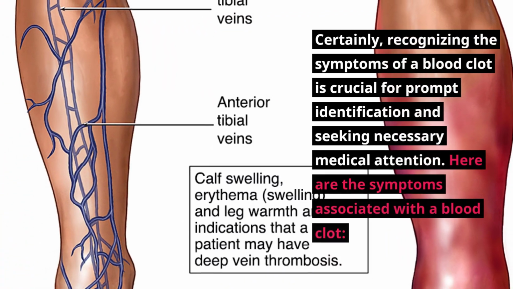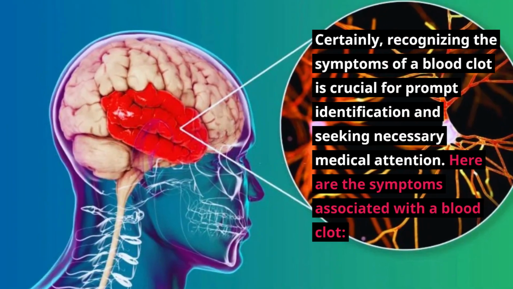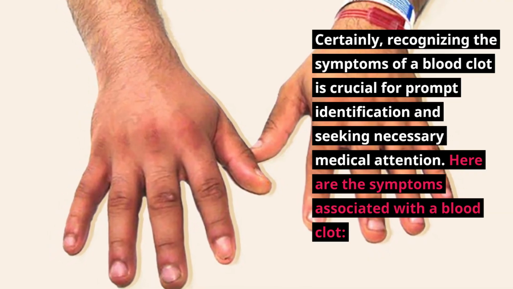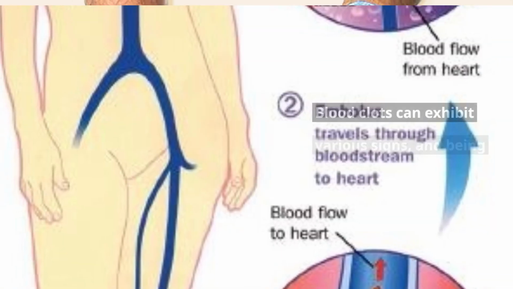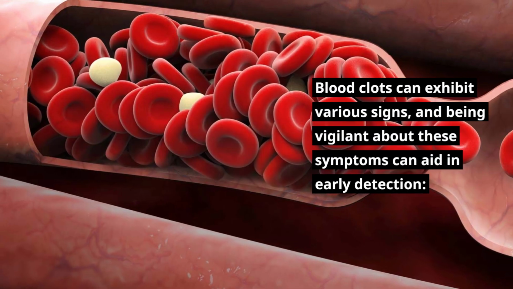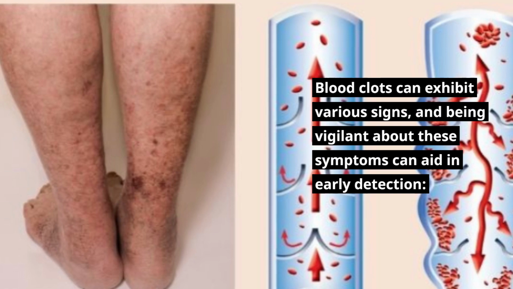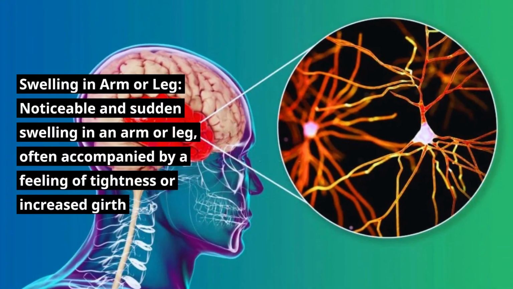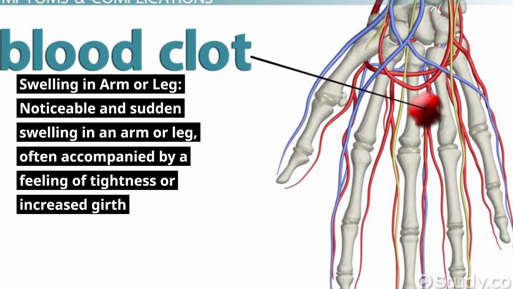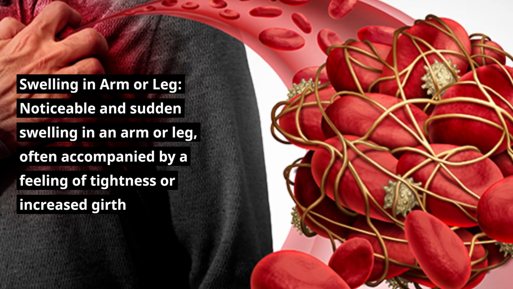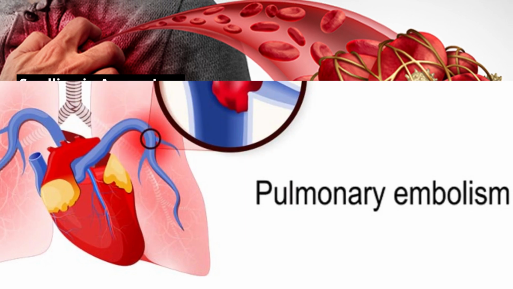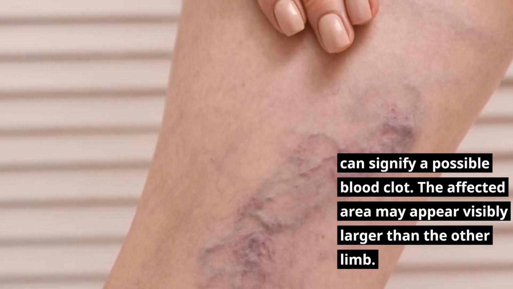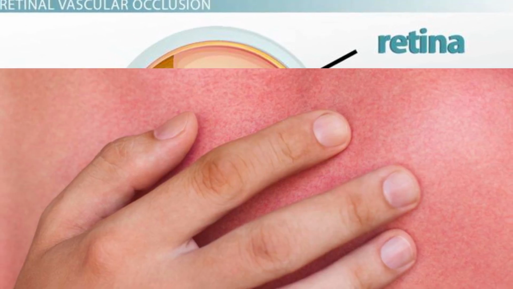Certainly, recognizing the symptoms of a blood clot is crucial for prompt identification and seeking necessary medical attention. Here are the symptoms associated with a blood clot. Blood clots can exhibit various signs, and being vigilant about these symptoms can aid in early detection. Swelling in arm or leg. Noticeable and sudden swelling in an arm or leg, often accompanied by a feeling of tightness or increased girth, can signify a possible blood clot. The affected area may appear visibly larger than the other limb.